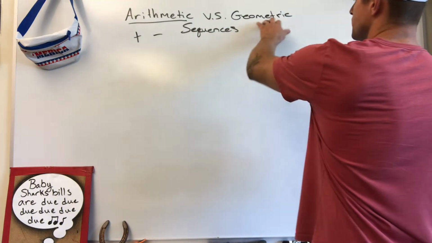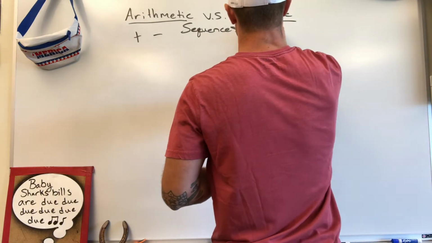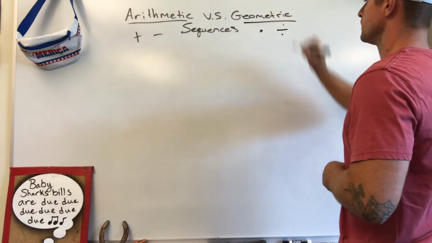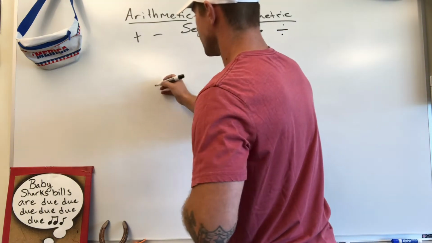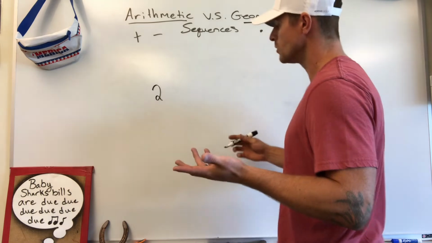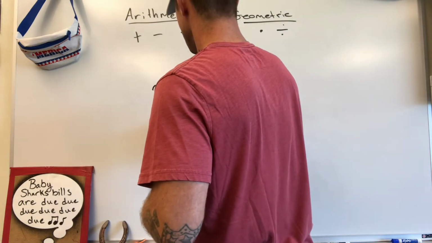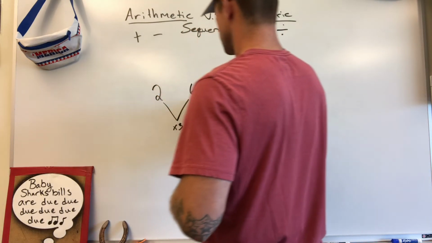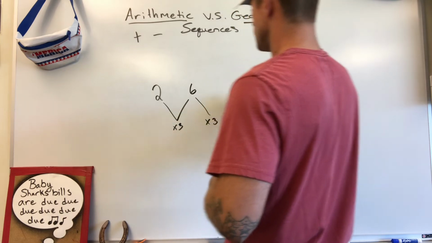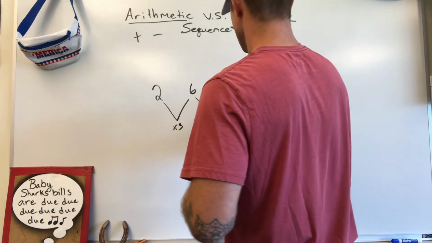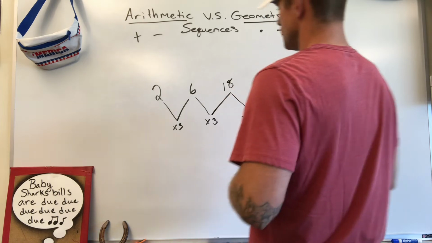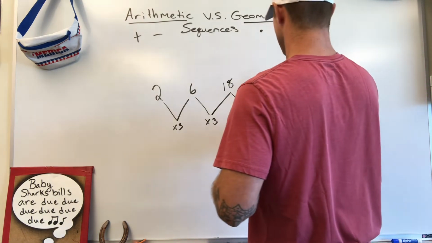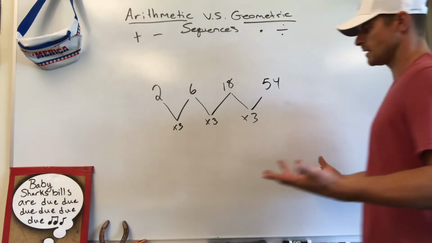Geometric, however, is going to be dealing with multiplication and division. So we're going to use the dot for multiplication, division. And that would look something like this. Let's just do a basic one. 2 times 3 is going to give me 6. Times 3 is going to give me 18. Times 3 is going to give me 54. And there we have it.